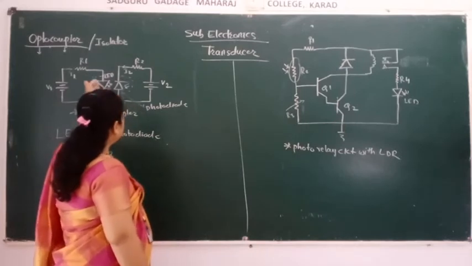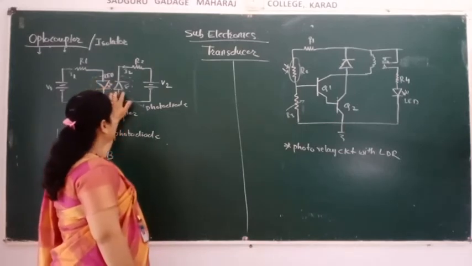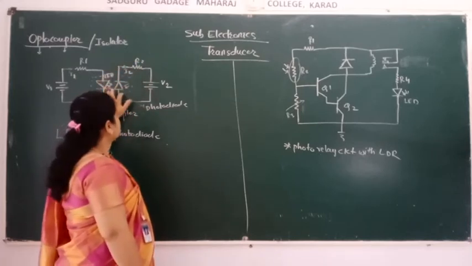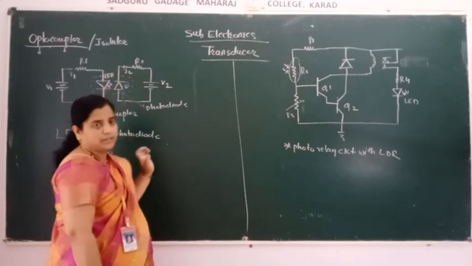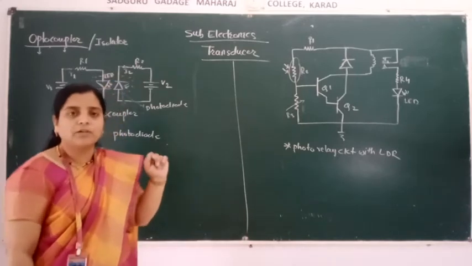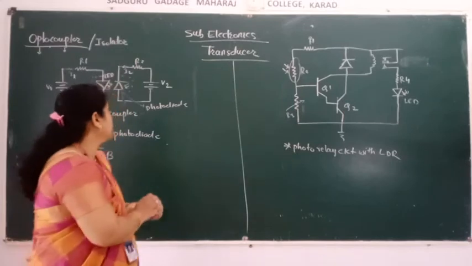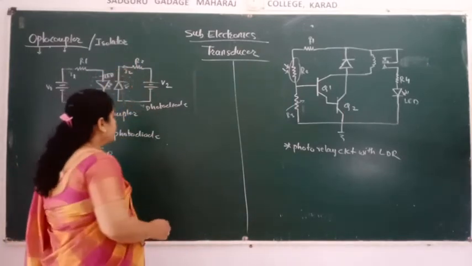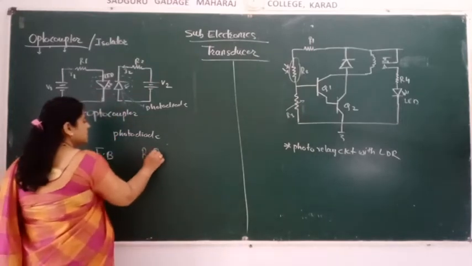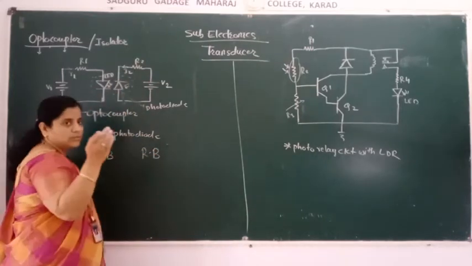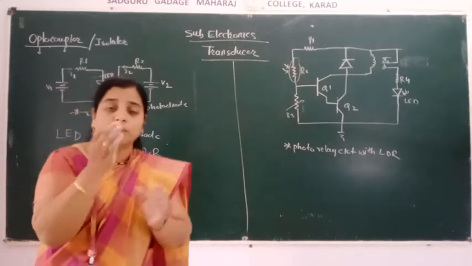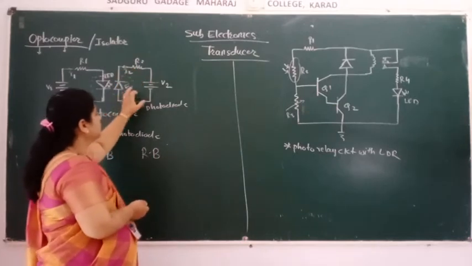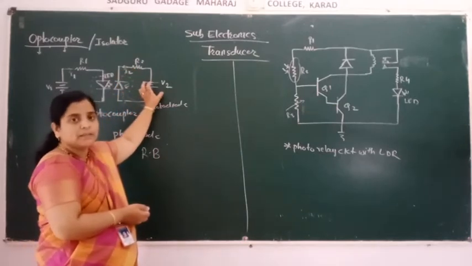So this LED's light will fall on this photodiode, and what does the photodiode do? It takes the reverse current which flows through it. Why does it take the reverse current? Because it is connected in the reverse order. The negative of the diode is connected to the positive of the battery, so it is in reverse bias. Therefore, reverse current will flow through the photodiode, and this voltage can be measured.